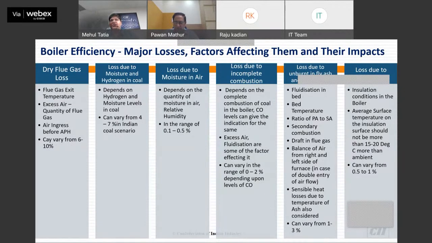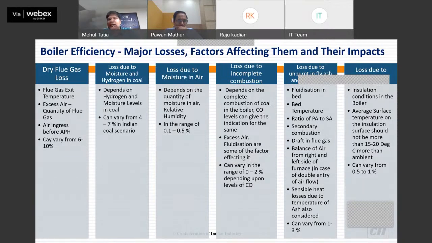There are several actions which can be taken to improve the dry flue gas loss. Your flow dynamics in the furnace, how you are maintaining the balance of primary air and secondary air, your furnace condition as such, your nozzle condition, your bed condition, your flame. I mean the actual flame in the furnace, how properly distributed it is, whether the fluidization is happening normally or not. We should ensure that there are no accumulations in the furnace in terms of clinker and all. These are the things which impact your dry flue gas loss.